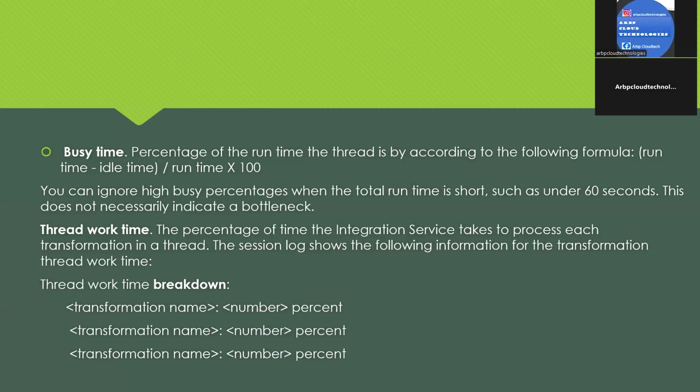What type of information does the session log show? Like in the breakdown, there is the transformation. Suppose any transformation you used inside your mapping, like expression, aggregator, router, rank, or any transaction control, whatever. That transformation you can view here, correct? So the percentage for each transformation is shown like that. Okay, so you can read these things.